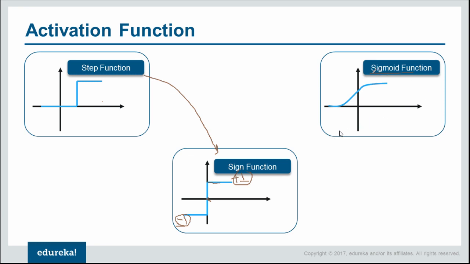Okay, then we have the sigmoid function. So what does the sigmoid function do? The sigmoid function is basically for generating values that are not only two values like 0 and 1 or -1 and +1, but values which go from 0 to 1. So here you can think that we are able to generate infinitely many values in between 0 and 1.